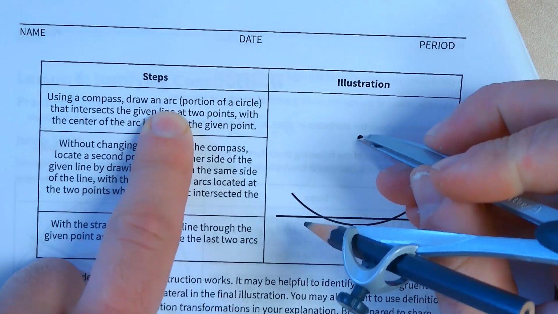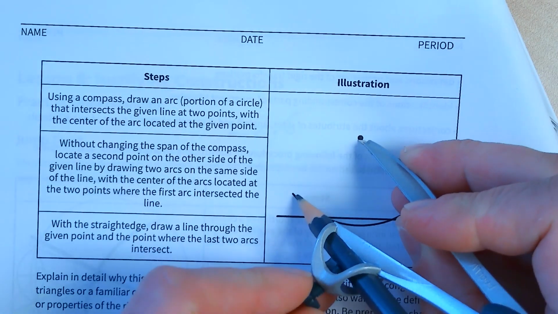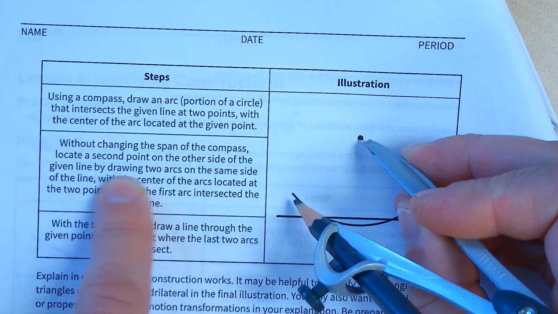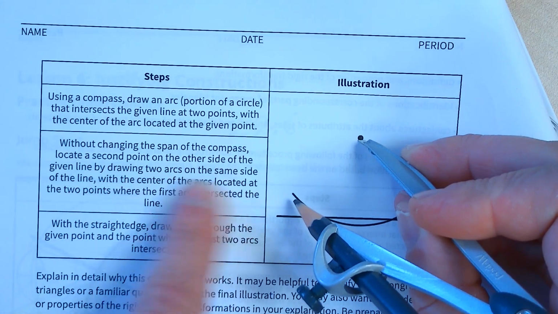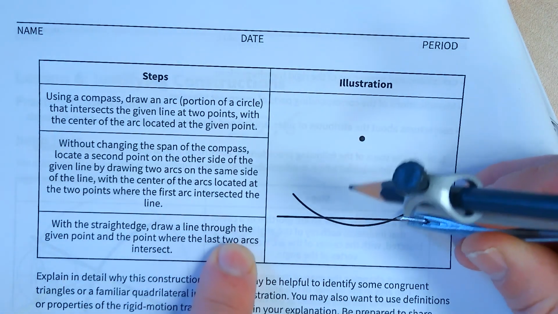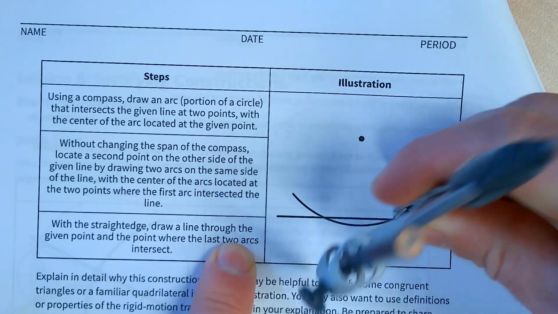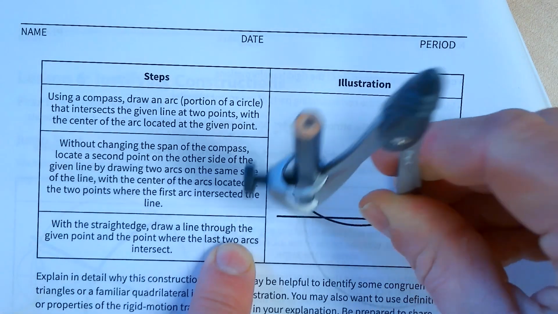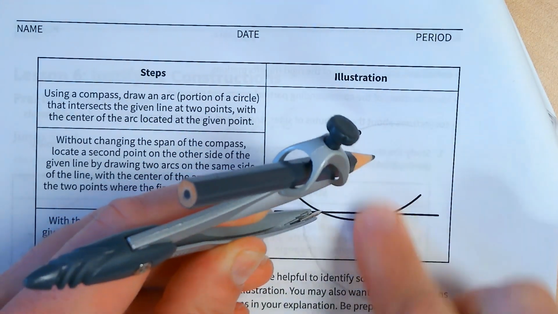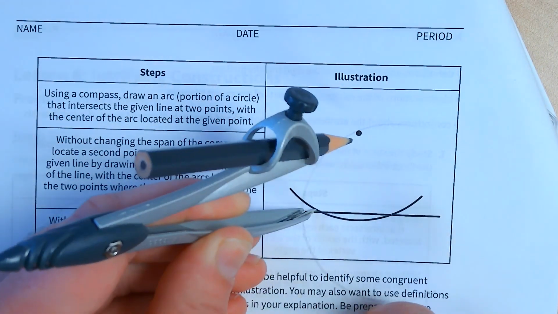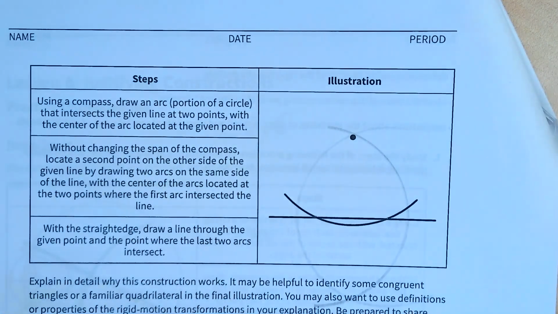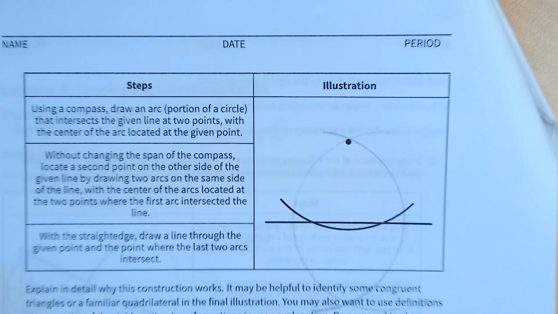Draw an arc, we did that. At the 2 points. Without changing the span of the compass, locate a second point on the other side of the given line by drawing two arcs on the same side of the line with the center of the arcs located at the 2 points where the first arc intersected. Okay, so we're kind of making a perpendicular bisector, but it started with this point and they reached out and found 2 points equally distant away. Now we're reaching back. They only actually want us to make the one on the bottom, but yeah, not too accurate.